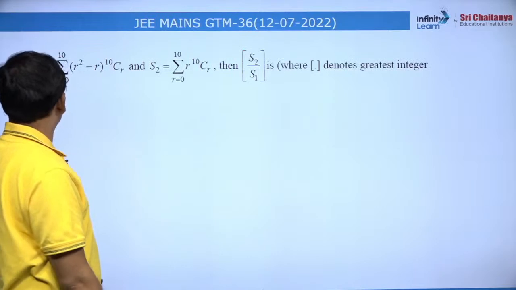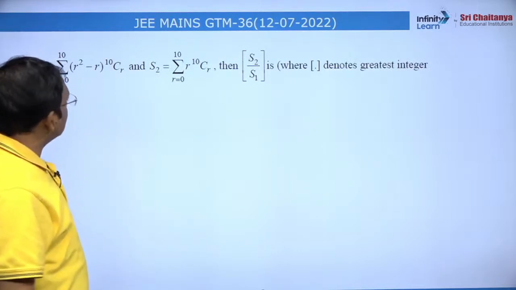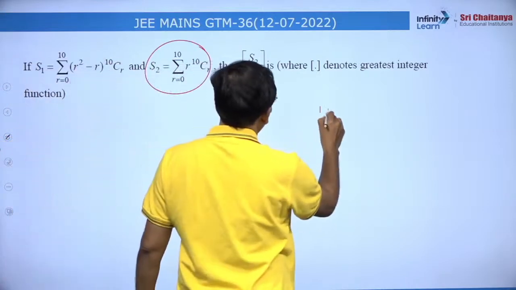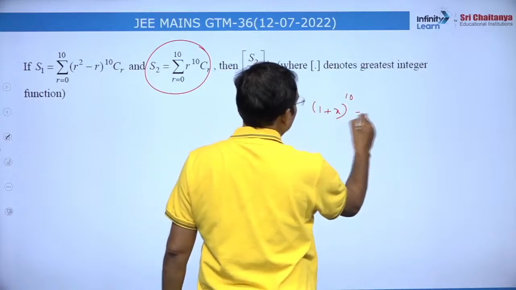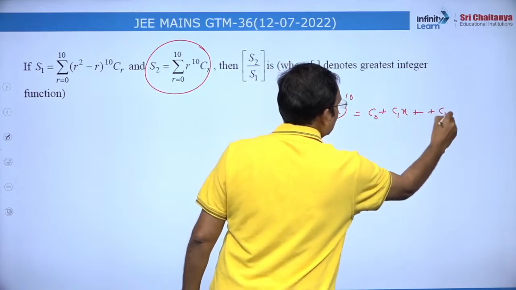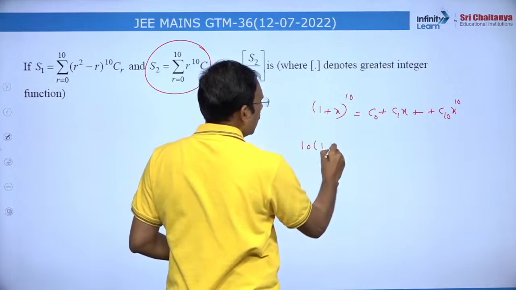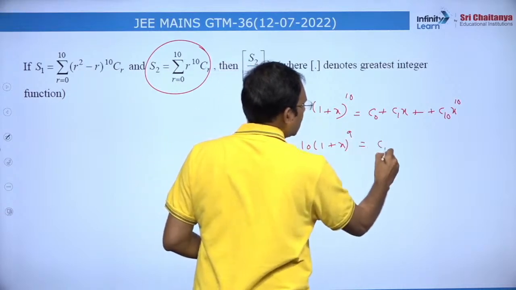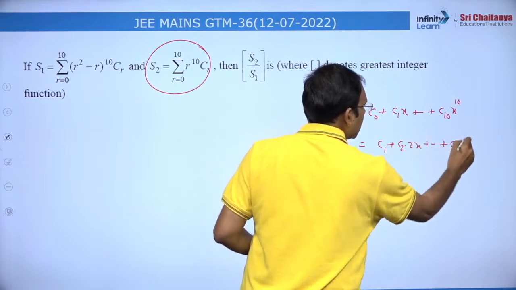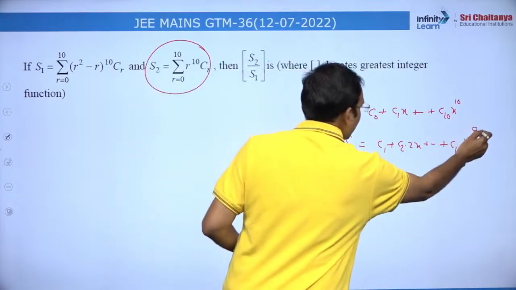Next, my dear friends, this is another integer answer type of question. Again, S2: you consider (1 plus x) whole power 10, which is going to be C0 plus C1x and so on up to C10 x power 10. You just take the derivative, my dear friends: 10 into (1 plus x) whole power 9 equals C1 plus C2 into 2x and so on up to C10 into 10x power 9. Now you put x is equal to 1. It is a standard formula, of course.